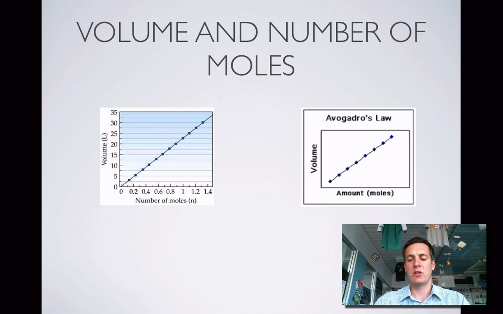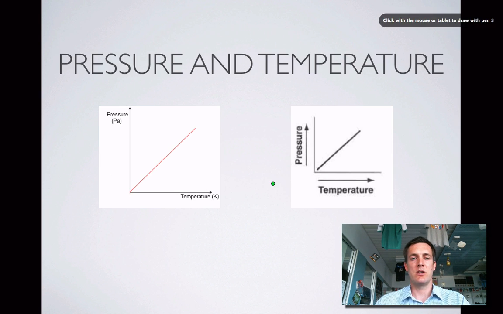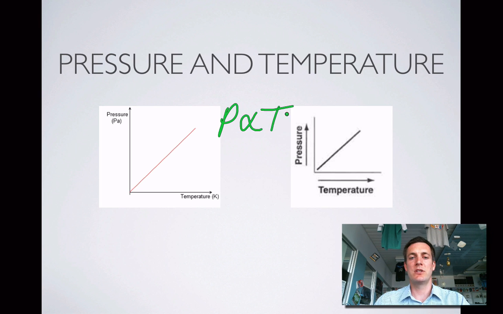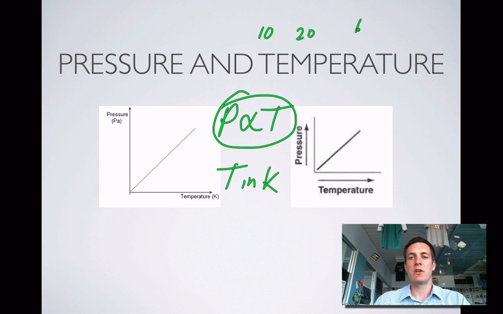Okay, I might just go back to that previous graph there and just write down what the relationship is. The pressure is proportional to the temperature, so if I double the temperature, the pressure doubles. But notice this will only work when the temperature is in Kelvin. Because if I double the temperature from 10 Kelvin to 20 Kelvin, I've given the molecules twice as much energy. If I go from 10 degrees to 20 degrees centigrade, I haven't doubled the temperature.